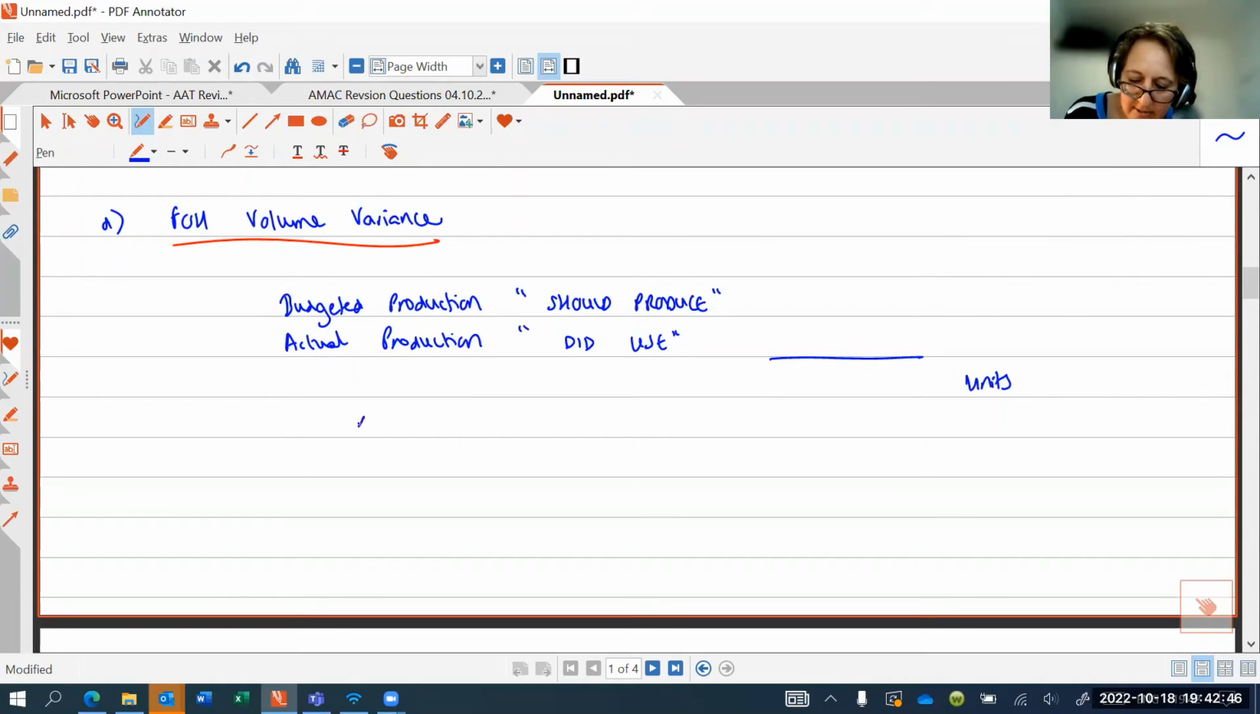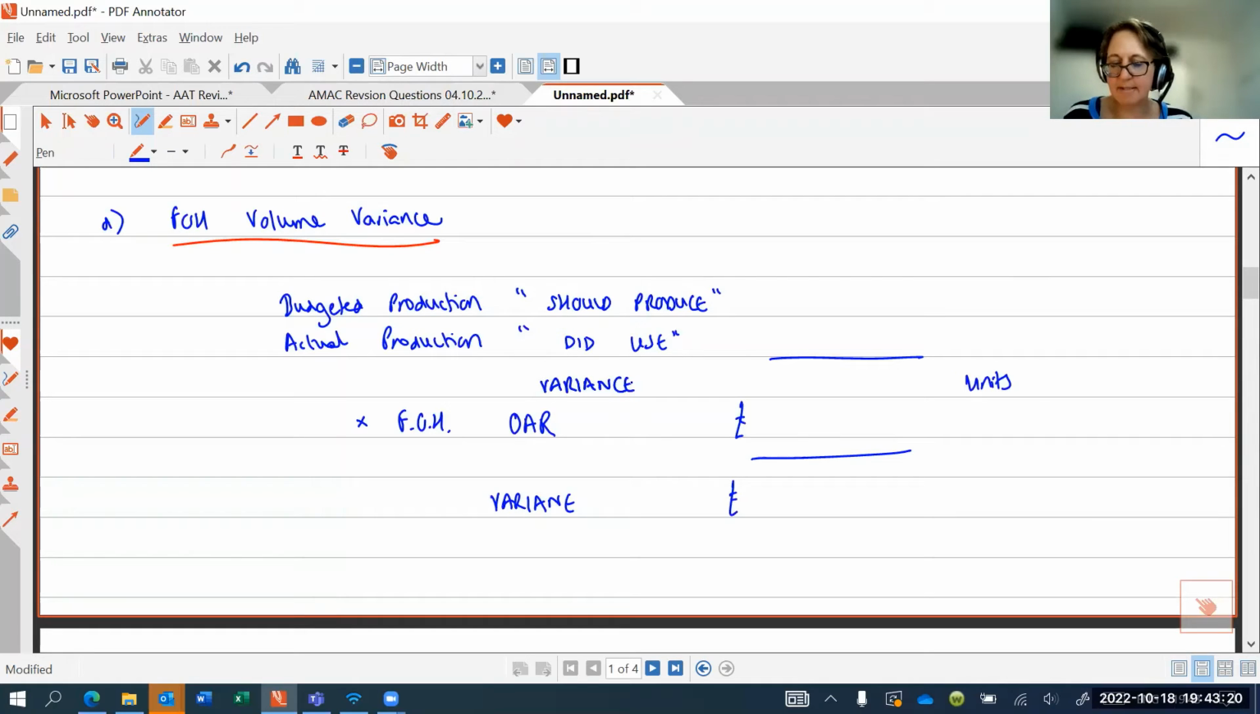Once I know that, I need to turn it into money. So I multiply by the standard, but this is now the standard fixed overhead cost per unit. So we multiply it by our fixed overhead OAR, the overhead absorption rate, to give me the variance in pounds. So we start, as we did with the other ones, with the variance in units, and we turn it into money to get the variance in pounds.